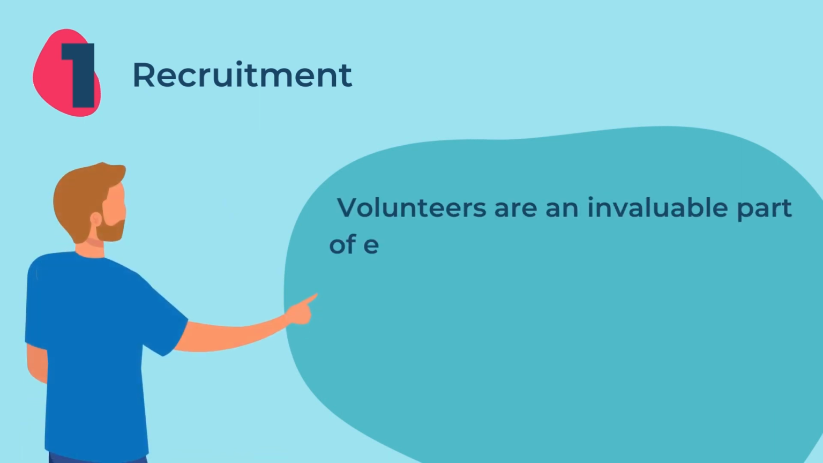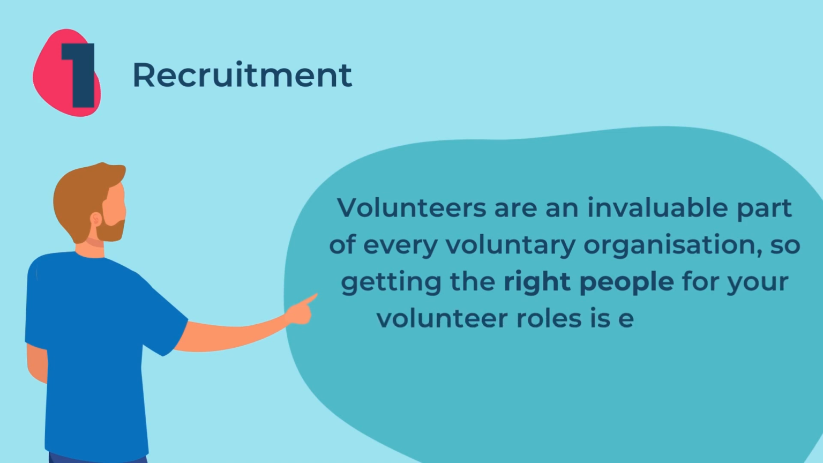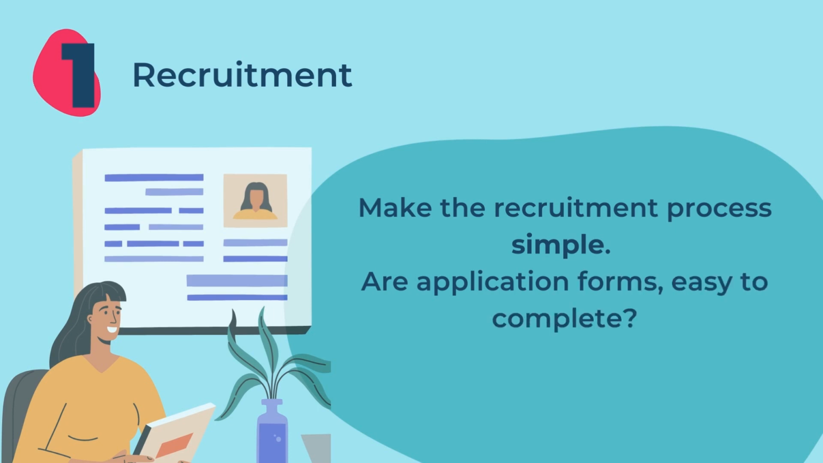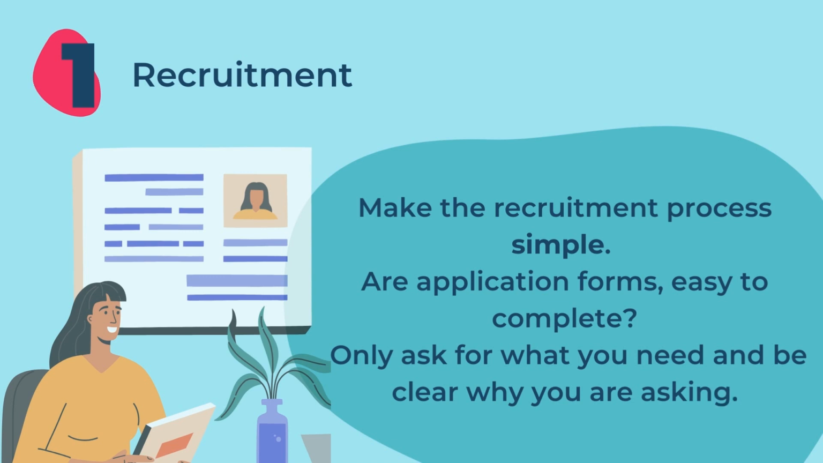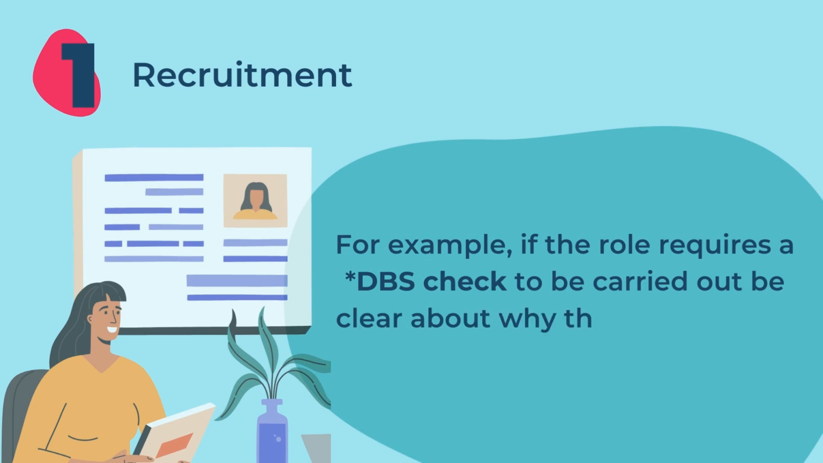Volunteers are an invaluable part of every voluntary organisation, so getting the right people is essential. Try to make the recruitment process as simple as possible. If you use an application form, is it easy to complete? Only ask for the information you need and be clear about why you're asking for it. For example, if the role requires a DBS check to be carried out, be clear about why this is necessary.